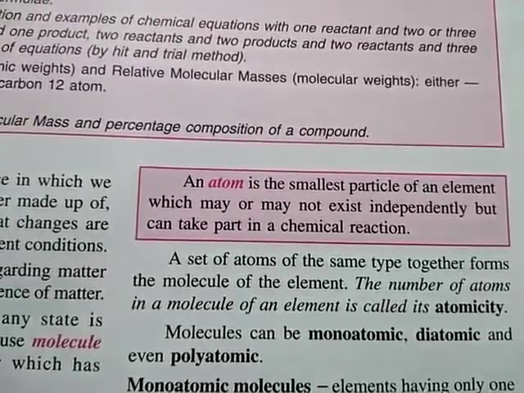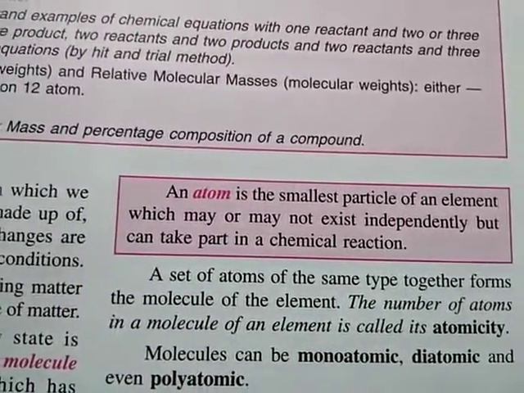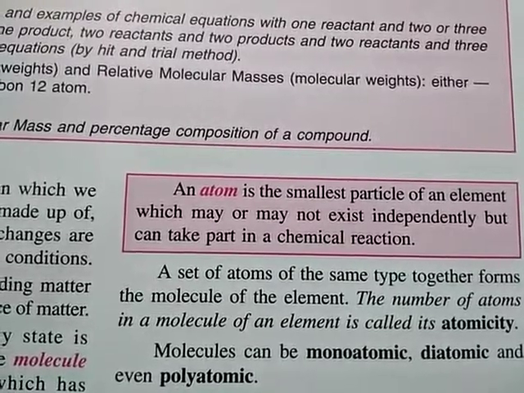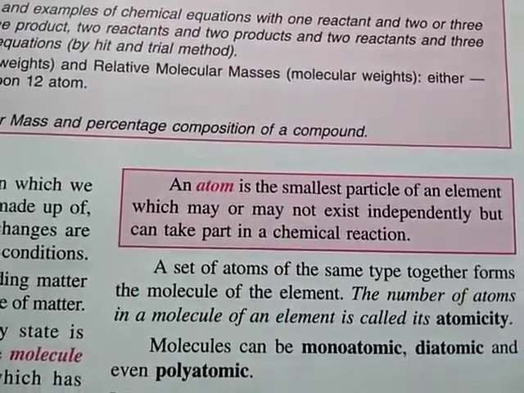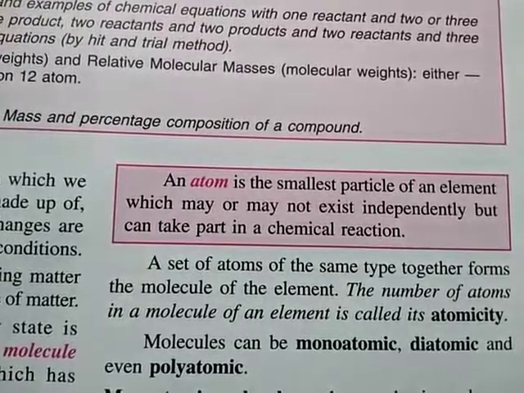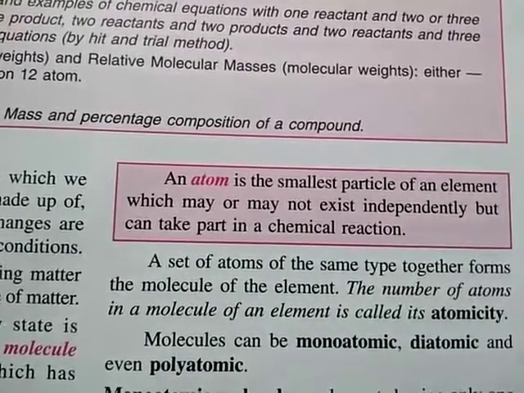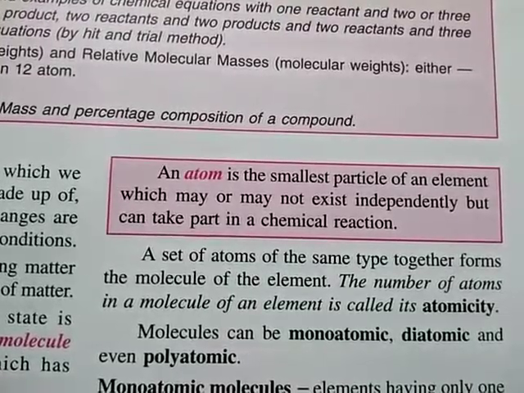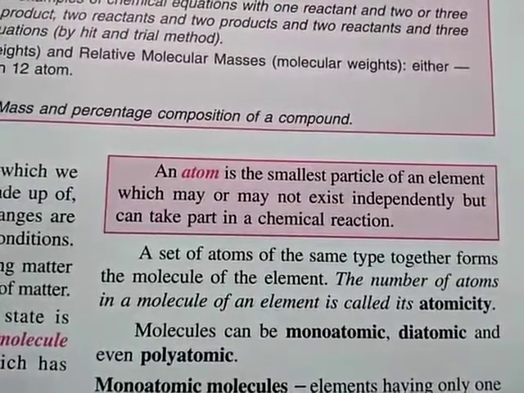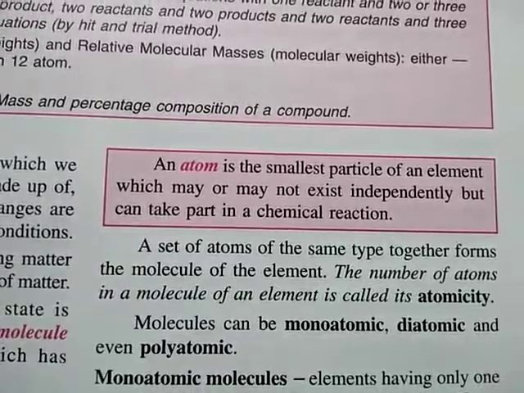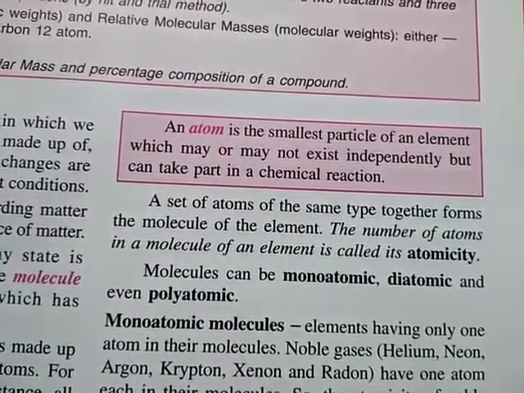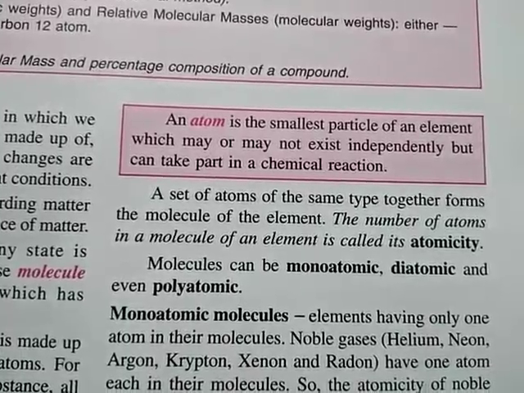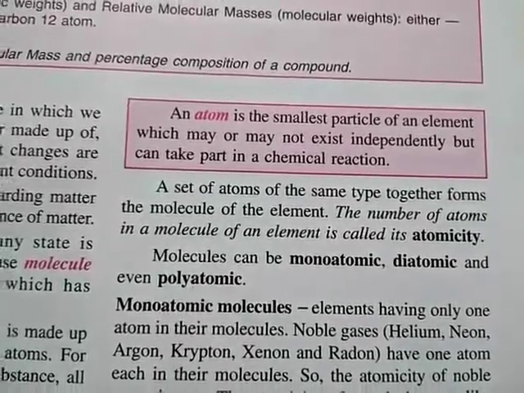On the right hand column, you can see a box, and the definition of an atom has been placed there. An atom is the smallest particle of an element which may or may not exist independently but can take part in a chemical reaction. I am sure you have been learning this definition right from class 6, so there should not be any difficulty in getting the idea of what an atom is.